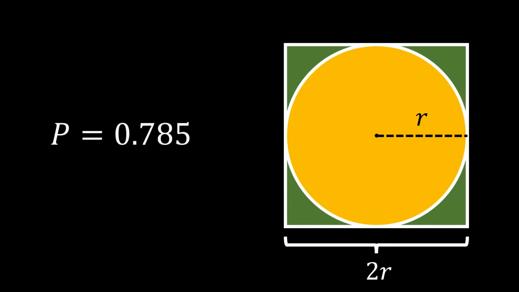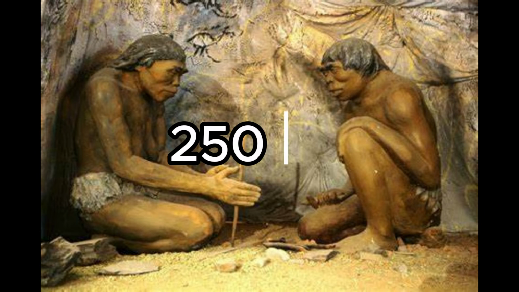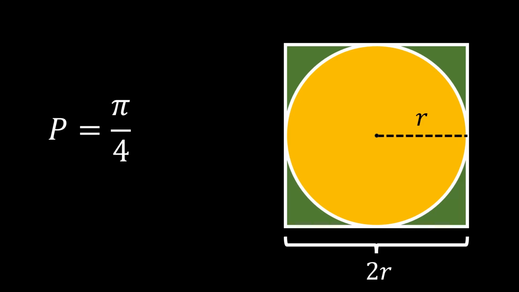But what if we were living before 250 BC, where pi wasn't associated with the digits 3.14, 15, etc.? Is there a way to reverse engineer this? And instead of computing the probability using pi, we compute pi using probability. Sounds crazy, right? In fact, it is very easy.